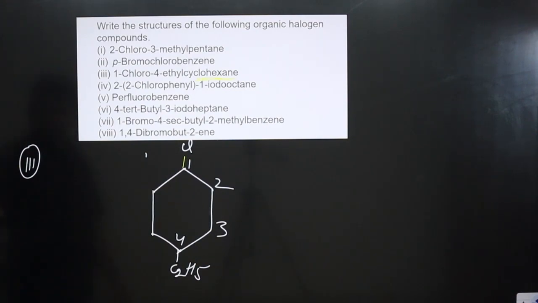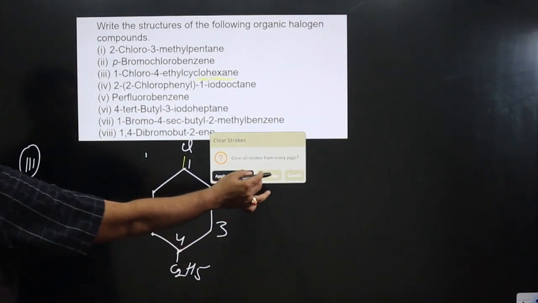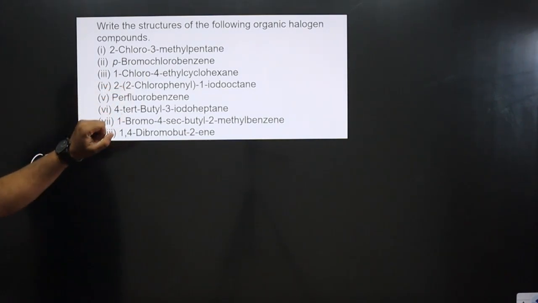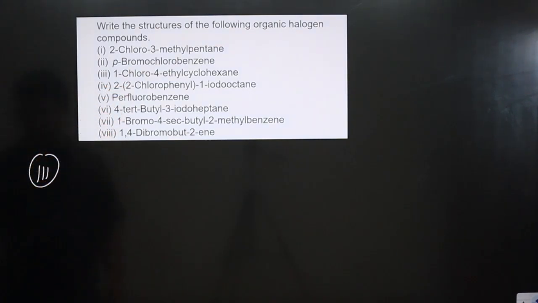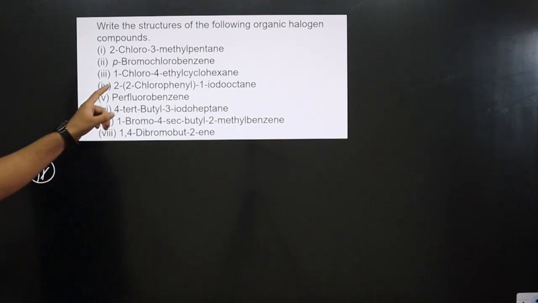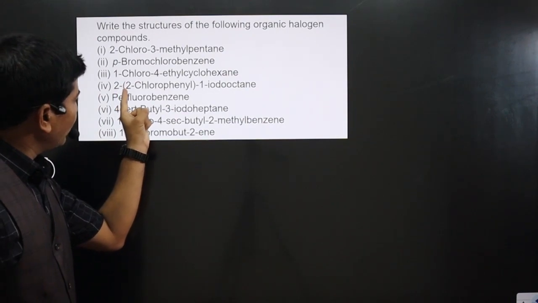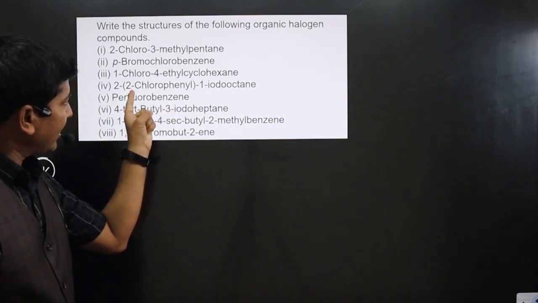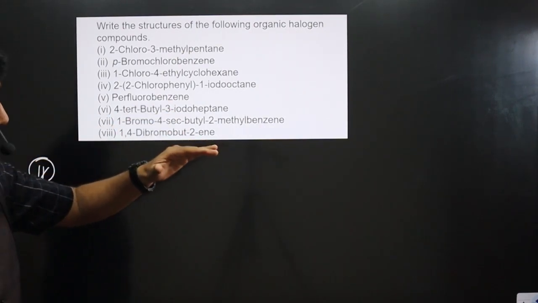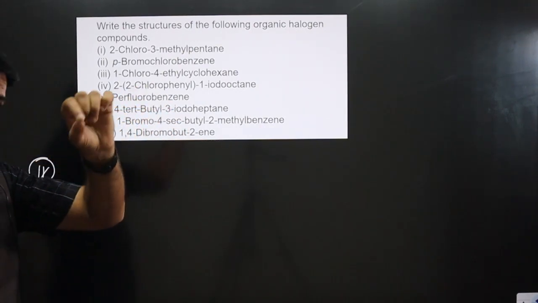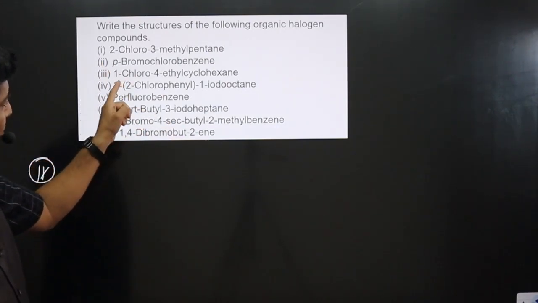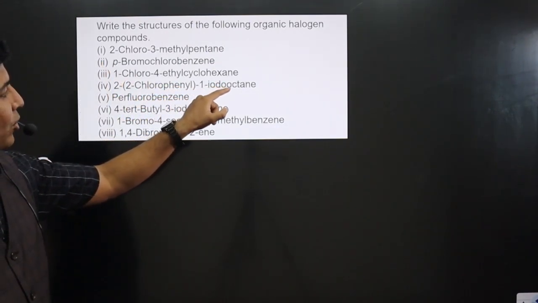Move on to the next one. The third one is done. Fourth one. It says 2 bracket 2 chlorophenyl. Bracket means there is a sub parent chain, a mini parent chain in the parent chain, and in that mini parent chain there is branching. We have 2 (2 chlorophenyl) 1 iodooctane.